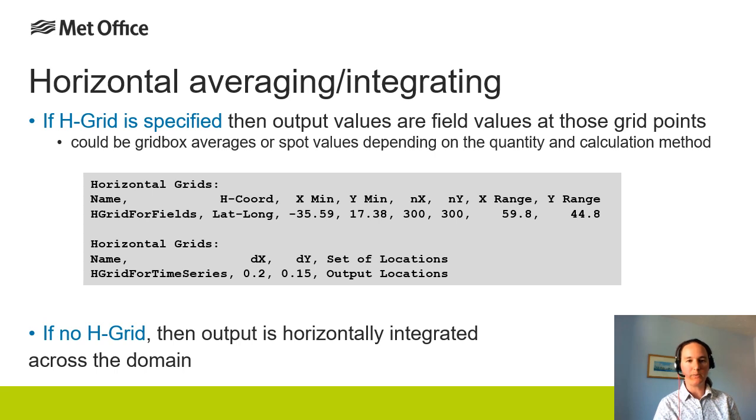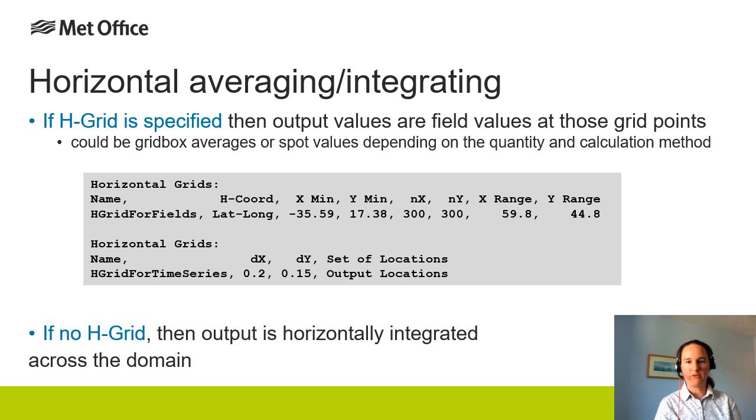So in this case, if we look at this top example, we can see that we've chosen a regular gridded output. In this case, we've specified that the coordinates would be latitude and longitude, that the grid would start from a longitude minimum of minus 35.59 degrees and a latitude minimum of 17.38 degrees.